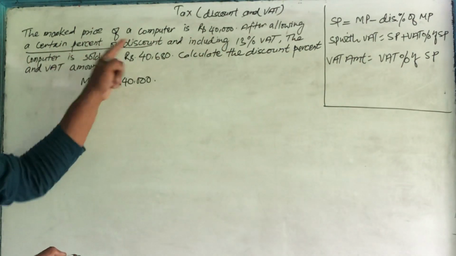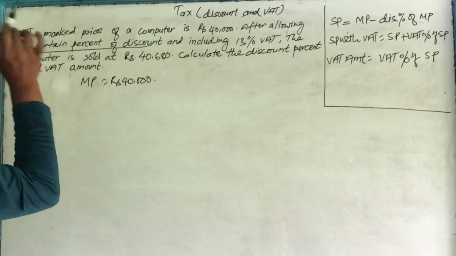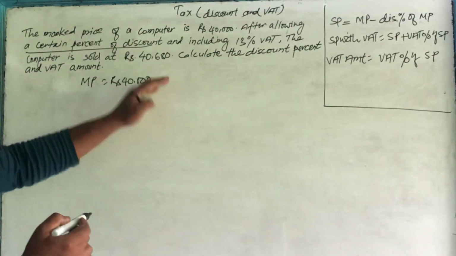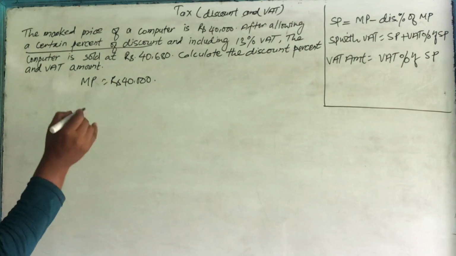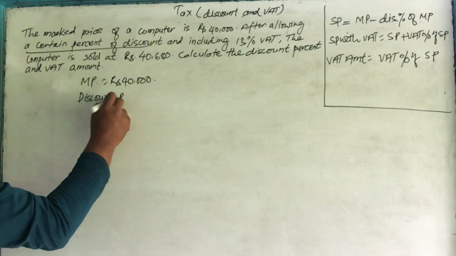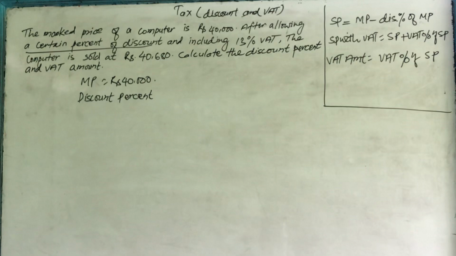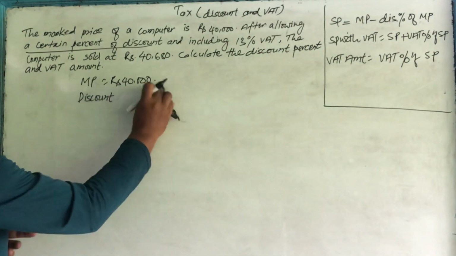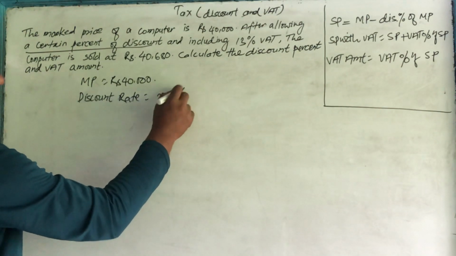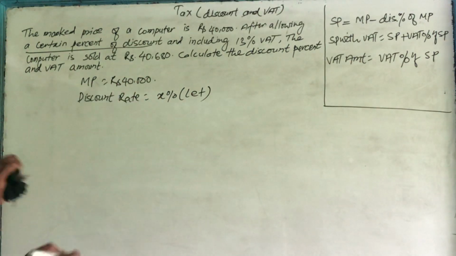After allowing a certain percent of discount, I focus to you, beginning in the questions while we are reading a certain percent of discount, it means the discount percent is not mentioned here. So you can write it as a percent discount rate, you can write it as a discount rate. You can let it be X percent. It's not mentioned here, so the discount rate, we let be X percent.